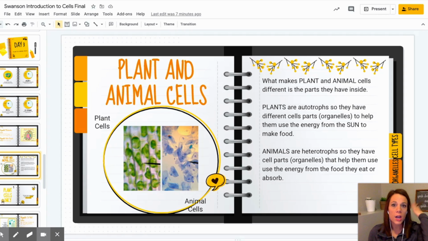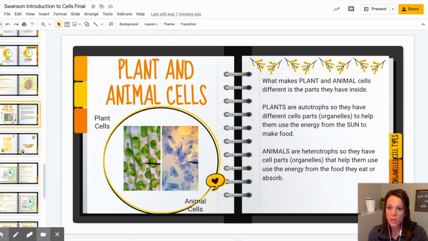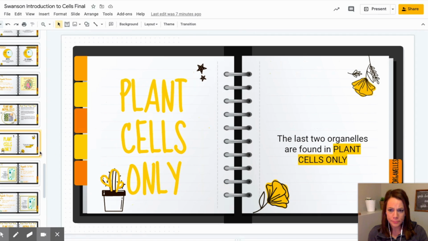So plant cells, because they're able to make their own energy from the sunlight, actually have an extra organelle. So that's what we're going to be looking at. One of them has to do with being able to create energy. The other one is just for structure and support. So these two next organelles are only found in plant cells. You are not going to find these two organelles in animal cells because, again, they require different things, because plants can make their own energy.